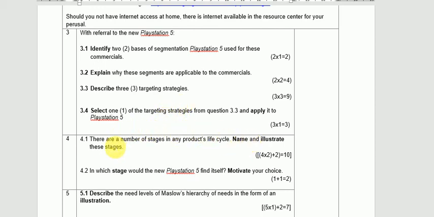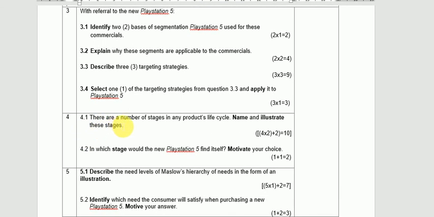Right. Question 4. There are a number of stages in the product life cycle. I think this is chapter 6, product decisions. Name and illustrate these stages. In other words, you're going to name the stages. You're going to explain to me what each stage is about. That's why you're getting 4 times 2. And you're getting 2 marks in addition to that for the illustration.